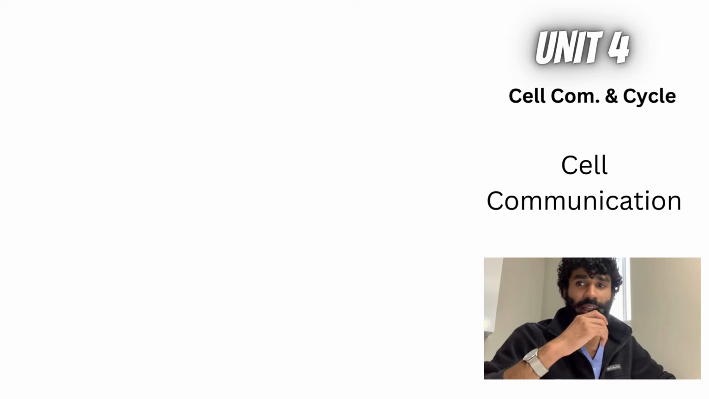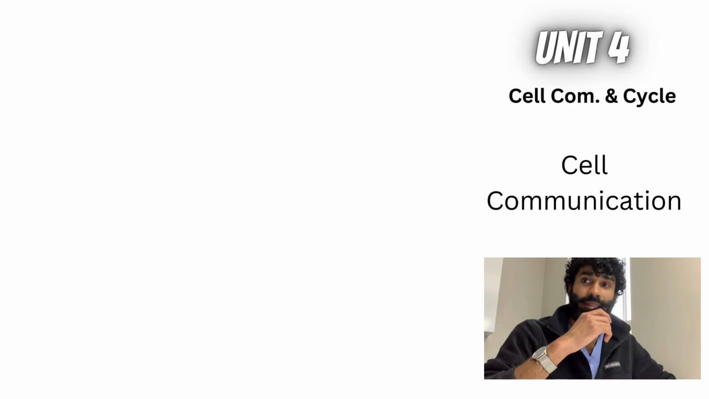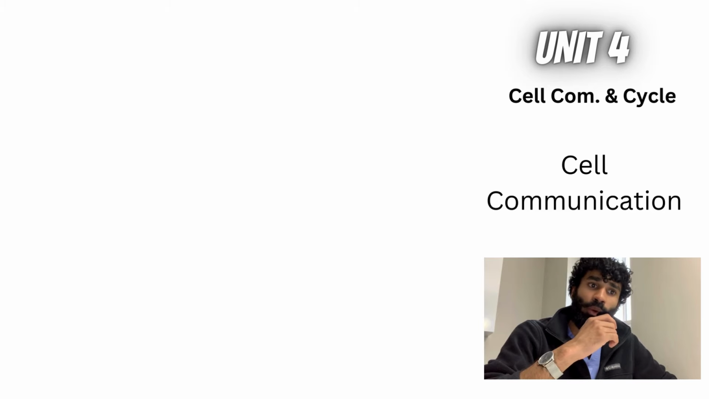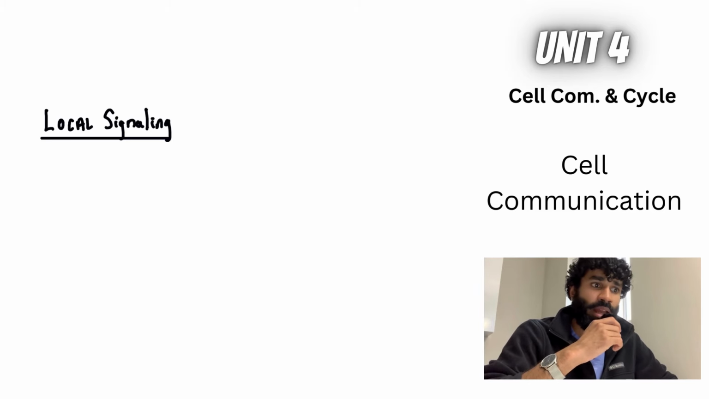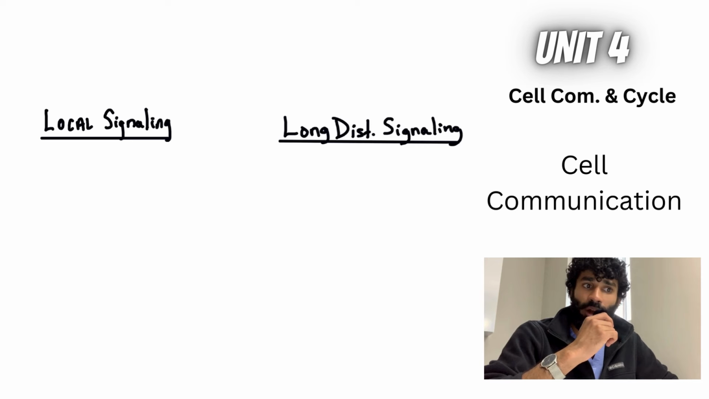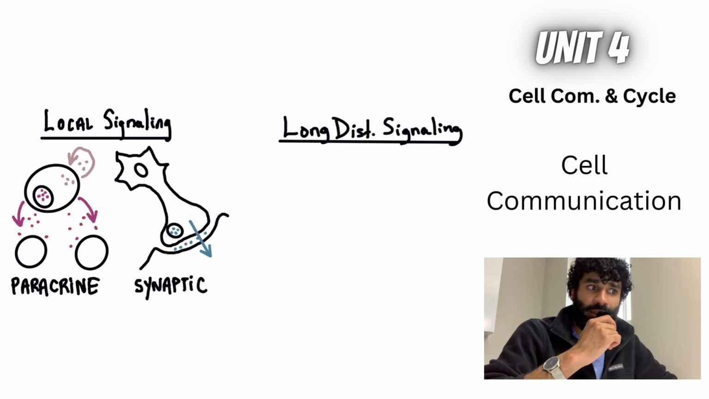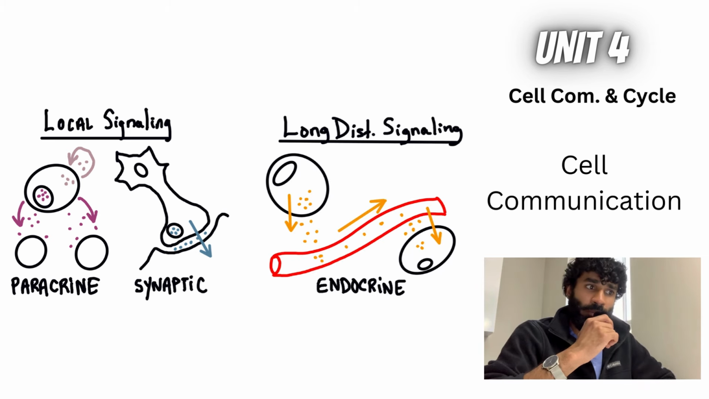Unit 4, cell communication and cell cycle. The first block is cell communication. Cells can communicate with each other through direct contact, local, or long-distance signaling. Local signaling can be paracrine, autocrine, or synaptic, while long-distance signaling is endocrine, where hormones travel via blood.